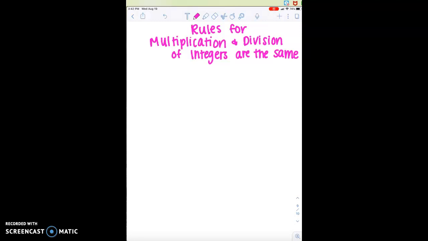So the first step to do multiplication and division with integers, I'm getting ready to write it. I'm so sorry. I'm moving a little slow.